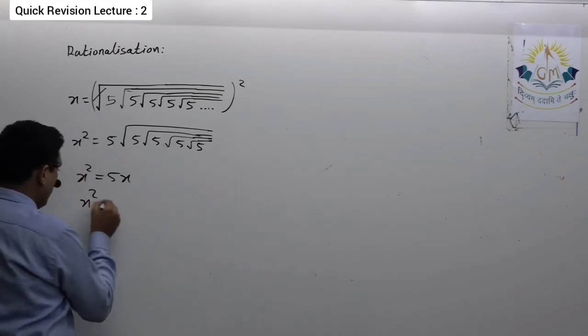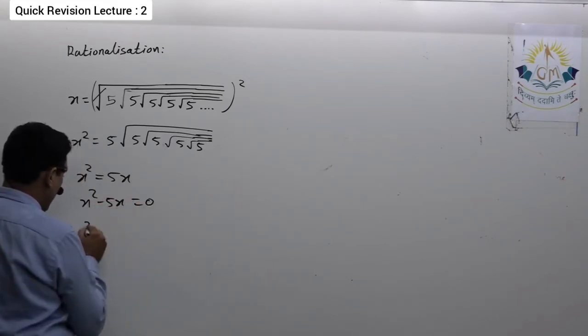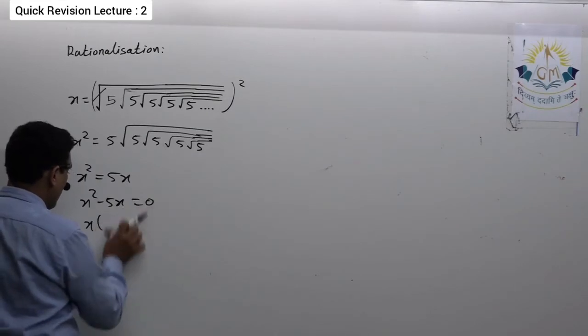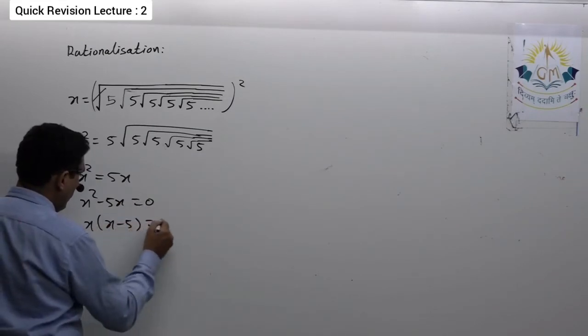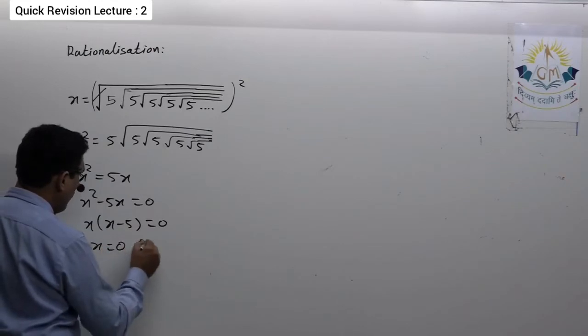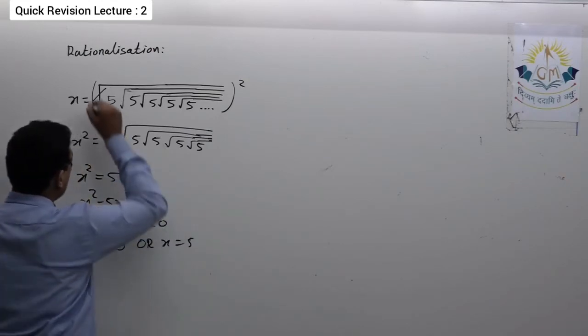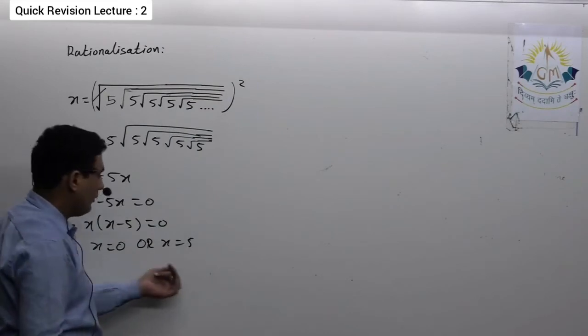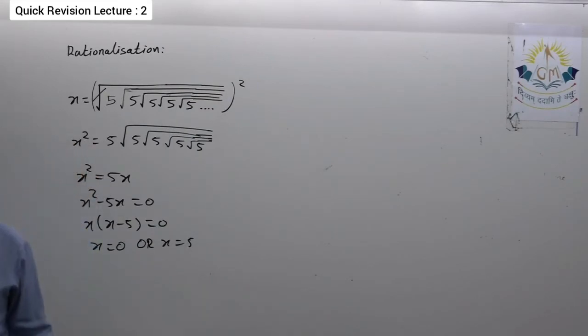Now here it is x square minus 5x equal to 0. If you take x common, you will get x into x minus 5 equal to 0. So from here x equals 0 or x equals 5. Now definitely this is a real number, it cannot be 0, so our answer will be 5. Okay, so that is all about rationalization.